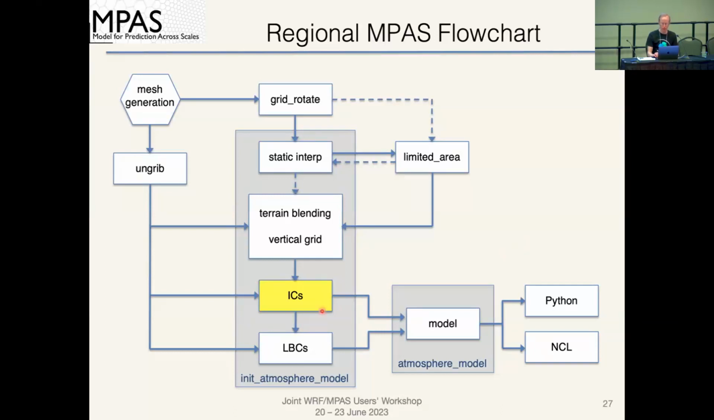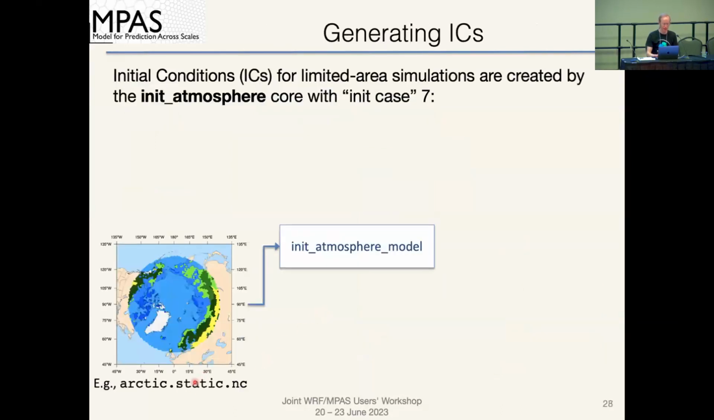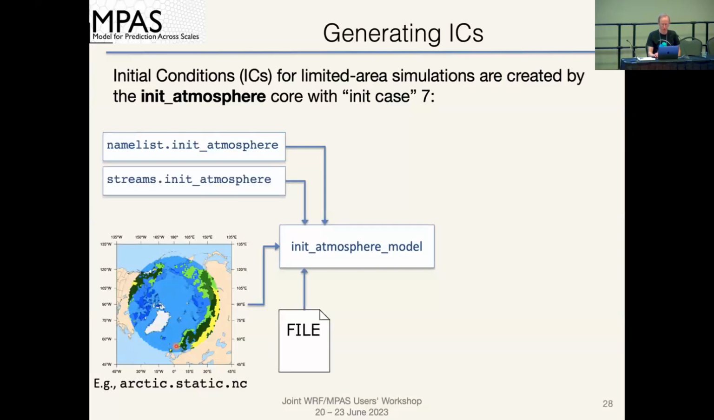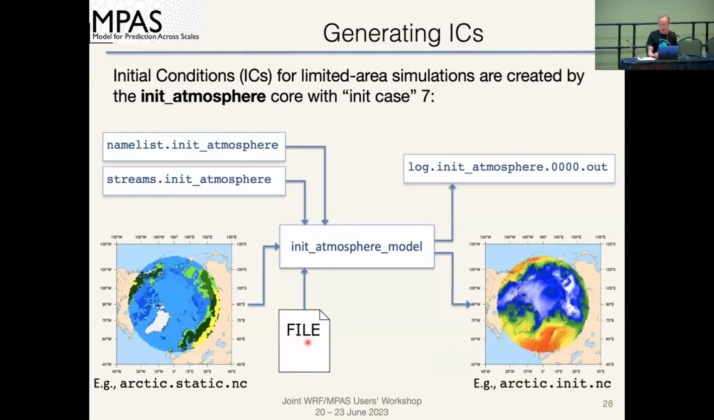When it comes to interpolating the initial conditions, again, the idea is that we've got this static file and online, we're going to blend the terrain. We're going to make some more changes to the namelist, to the streams file. Now we need these intermediate GFS files because we actually need temperatures and humidities and winds and things like that for our model initial conditions. Out comes a log file and something that by convention is called something.init.nc. And that is the file that contains the full initial conditions for our regional simulation.